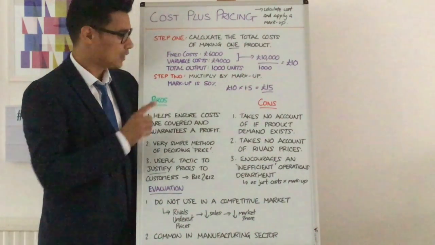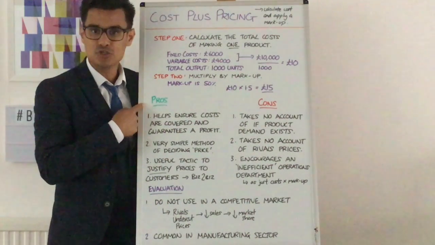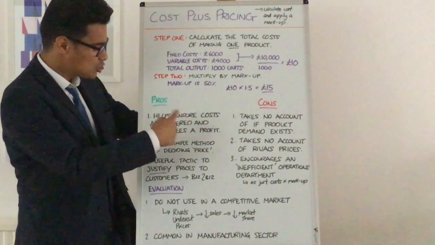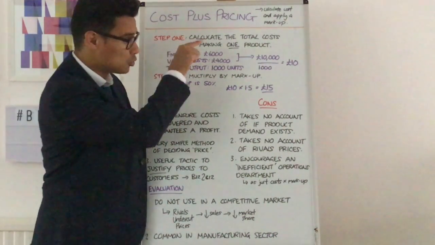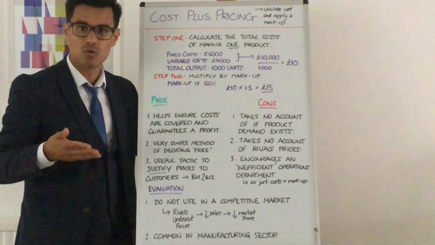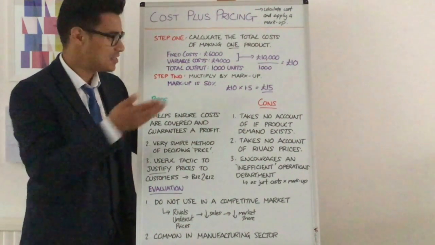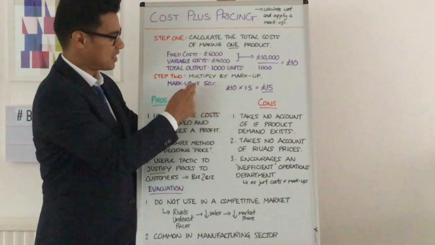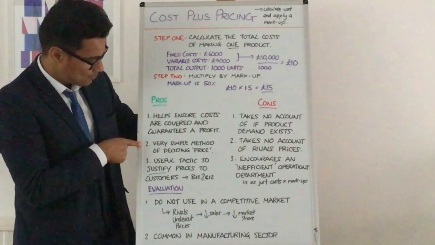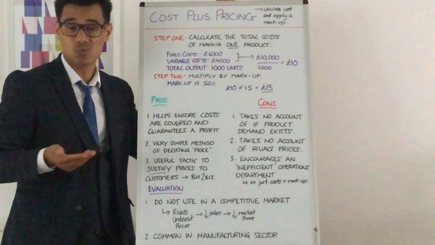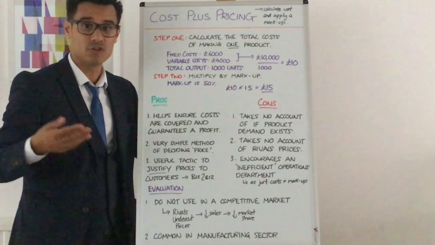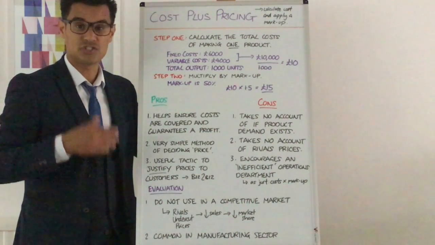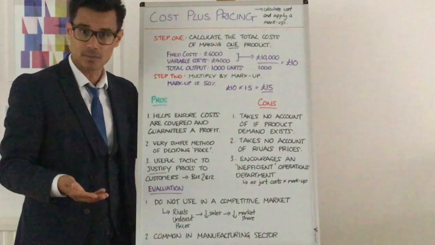If you do, cool. So the pros, why would you use cost plus pricing? Three good reasons. Number one, it helps ensure your total costs are covered, so therefore it guarantees a profit. In this case, the profit is 50% of the total costs. That's a 50% markup. Also, it's a really simple way to work out your price. It's simpler than doing price skimming. It's simpler than doing price penetration. It's just simply how much does it cost times it by your markup.